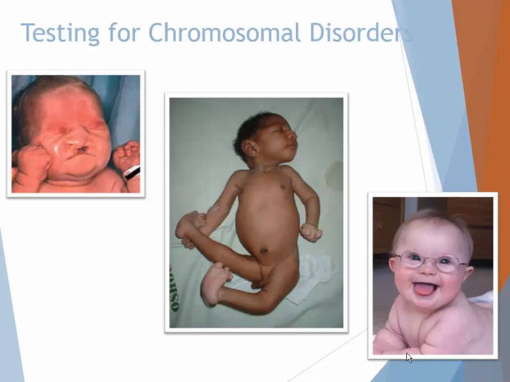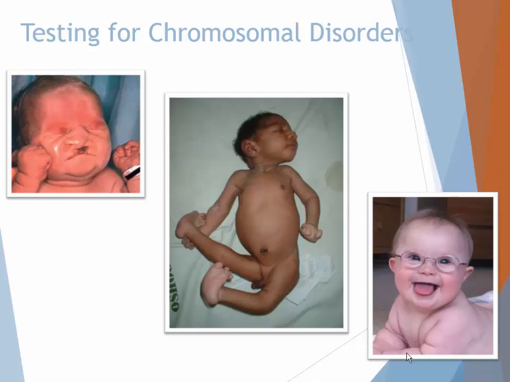And these are 2 of the conditions, 13 and 18. Does anyone have a guess? I made it really easy. 13 and 18. Yeah, so 13 tends to have midline problems, so you see things like clefts. And then in 18s, they tend to be smaller babies, not as well grown, and the talipes and things are quite a classic feature.